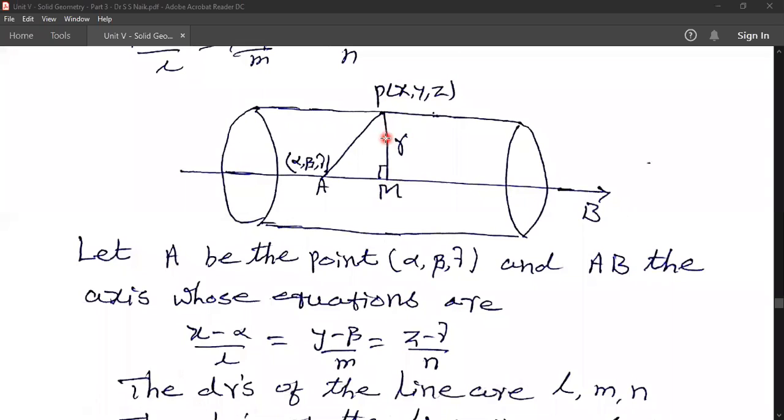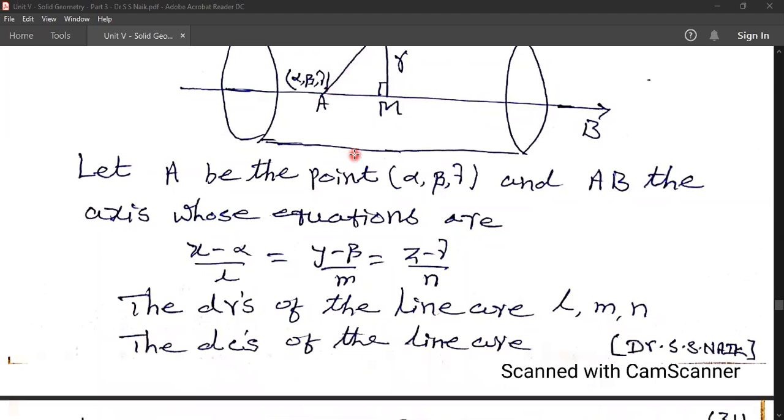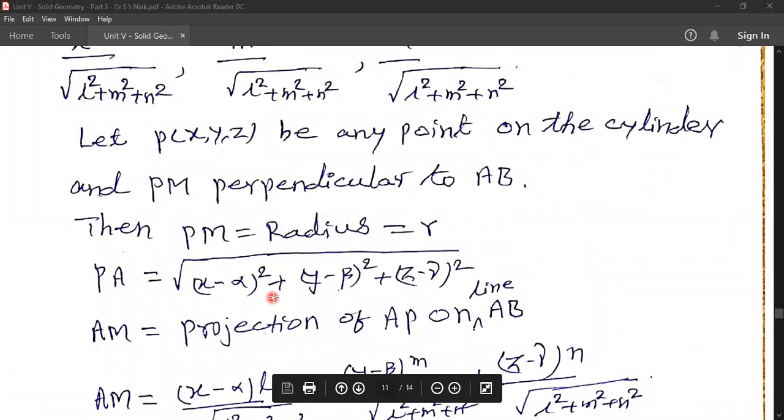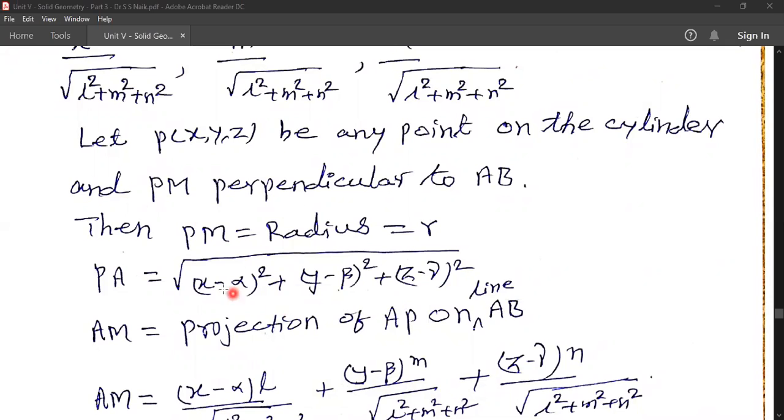And then you have, see for example, this becomes a right angle triangle. So therefore, by the Pythagoras theorem, AM square plus PM square must be equal to AP square. So we'll be applying that formula. Then when you apply that formula, you get PA is equal to the square root of (x minus alpha) whole square, (y minus beta) whole square, (z minus gamma) whole square, that is, the square root of the square of these values.